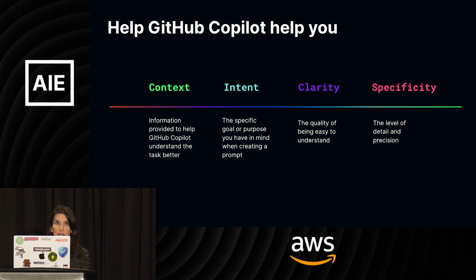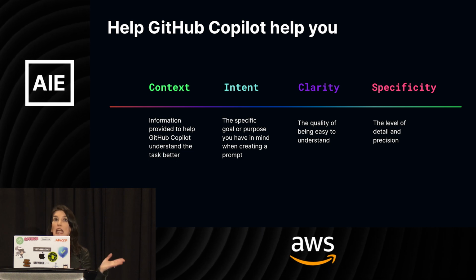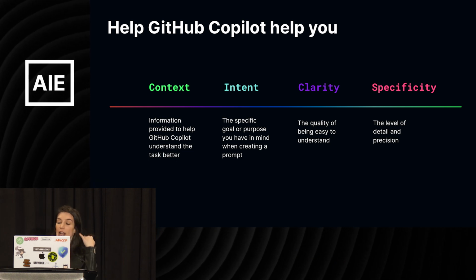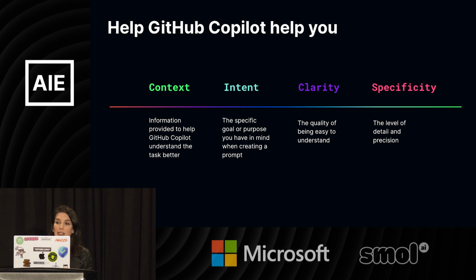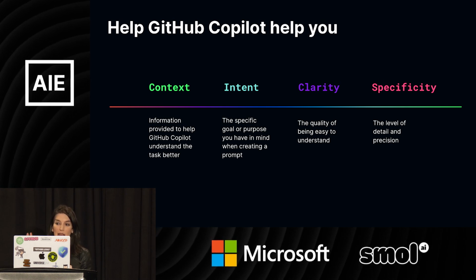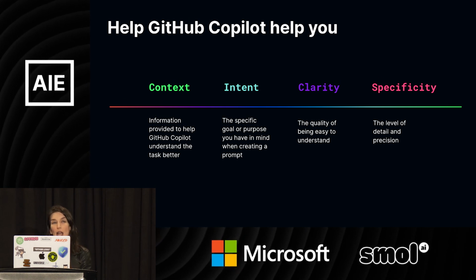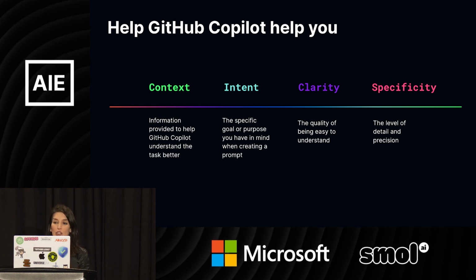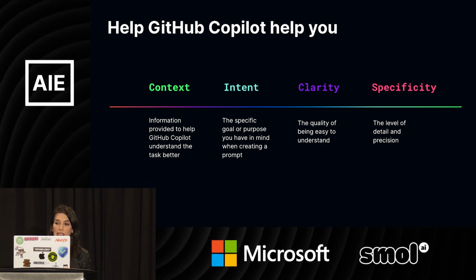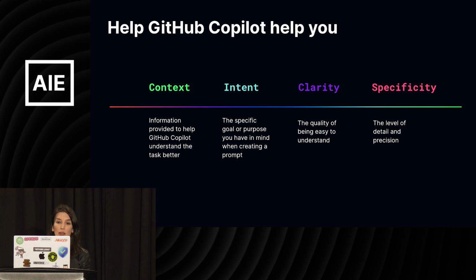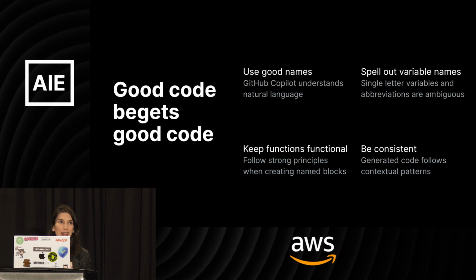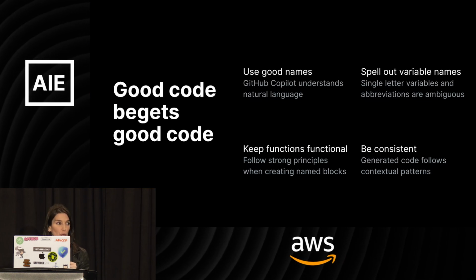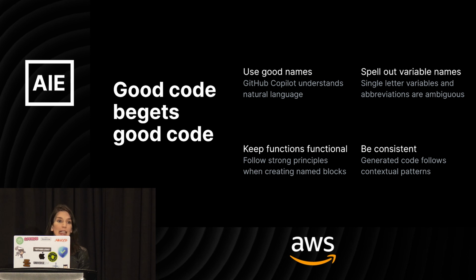Also, focusing on clarity, being easy to understand, that's going to also help the AI give better results. And being specific, and that means saying, okay, I don't want it to look like this, I want it to look like this. So being detailed and precise will also go a long way at getting the most out of Copilot. And the workshop that we have will go through all these different steps. Yes?